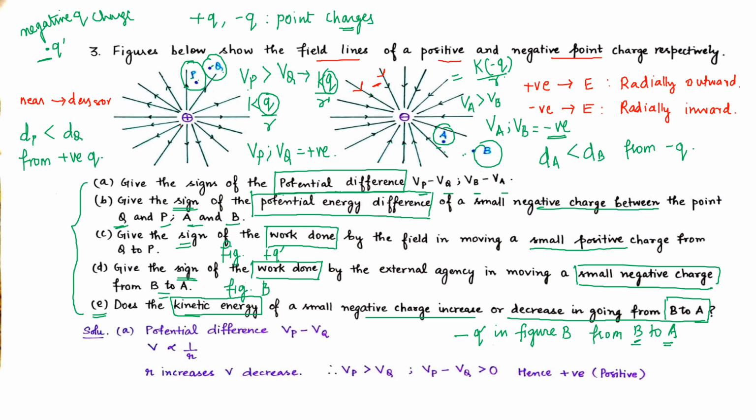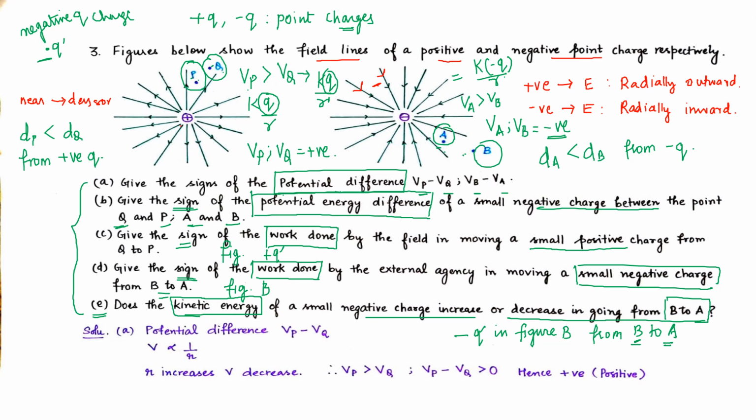Hence, they will produce some potential, some force on any charge when brought in the vicinity of these positive and negative charges. What kind of charge are we bringing? We are bringing a small positive charge in figure A and a small negative charge in figure B to find the work done, and to find the potential energy difference we are bringing a negative charge in the vicinity of both the positive as well as the negative given charges. Okay, so now we will proceed to the solution.